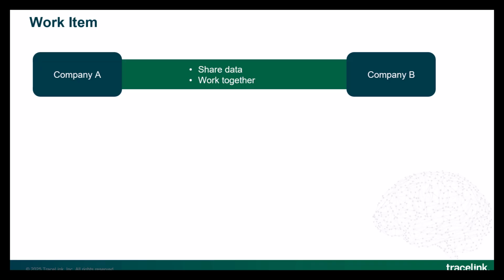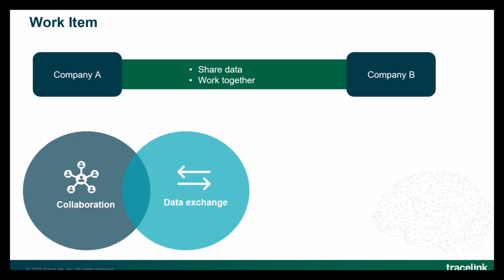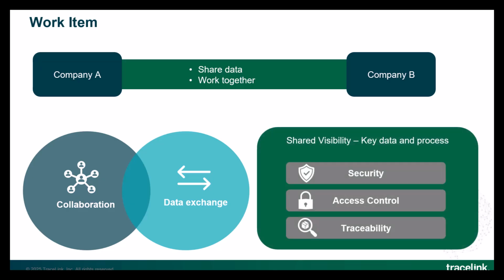The work item is a collaboration object built on the POET platform. It enables two or more companies to share data and work together on a common business process. Work items support scalability and extensibility, allowing them to adapt to a wide range of collaboration scenarios. Work items enable seamless collaboration and data exchange between multiple enterprises, partners, or stakeholders. They are ideal for use cases that require ongoing interaction and shared visibility across organizational boundaries. Work items provide shared visibility into key data and processes for all participating enterprises while ensuring security, access control, and traceability.